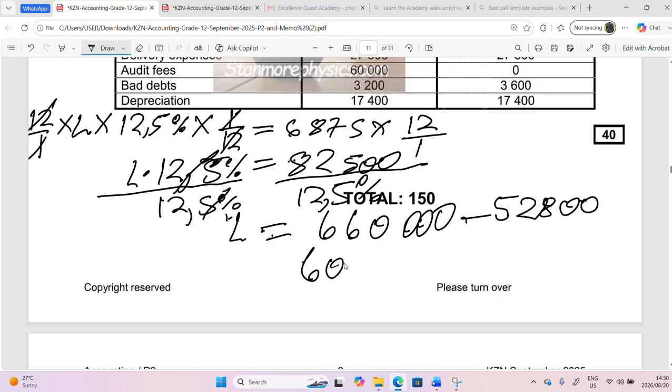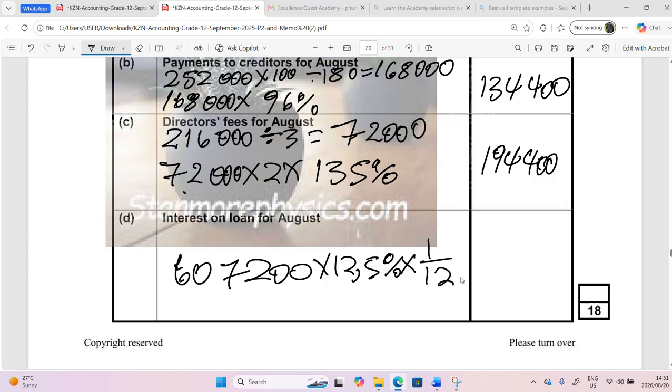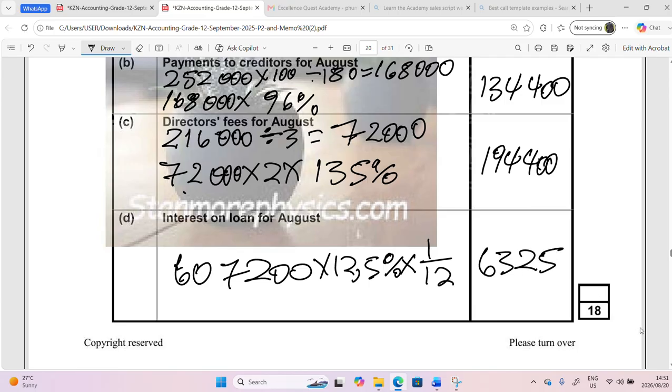So you'll have 607,200. We need to show those calculations, guys. Actually, we can just take 607,200. Let's calculate now interest on loan for which month? For August. We'll multiply by 12.5%. We'll multiply by 1 over 12 because we're calculating interest for only 1 month. And then voila, you will have your interest of 6,325. All right, and then you get your 18 out of 18 marks.